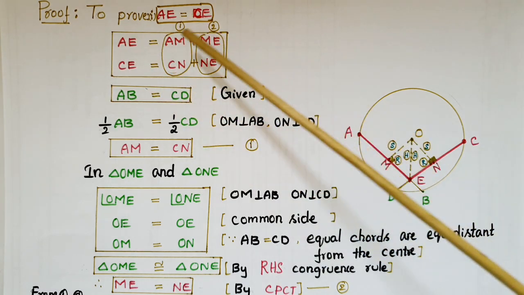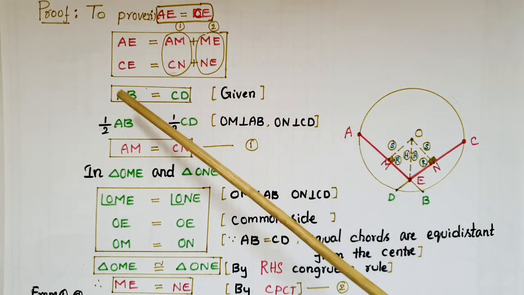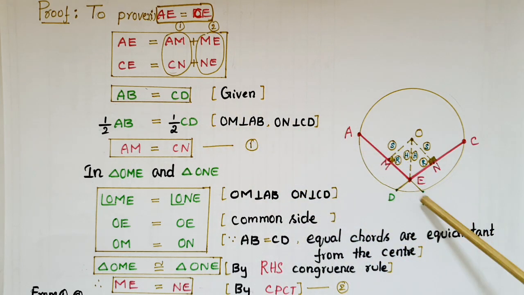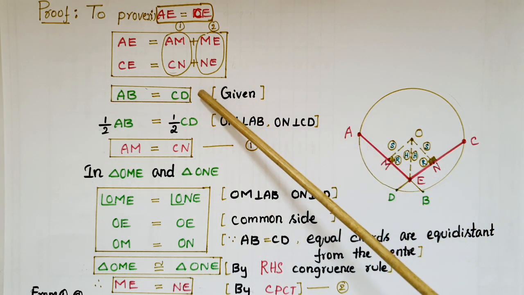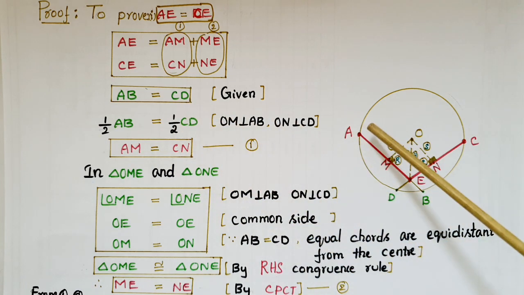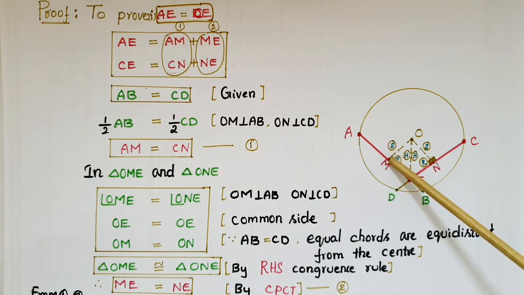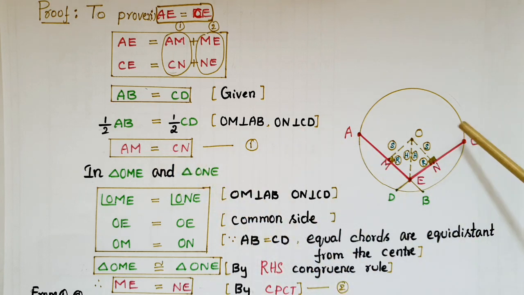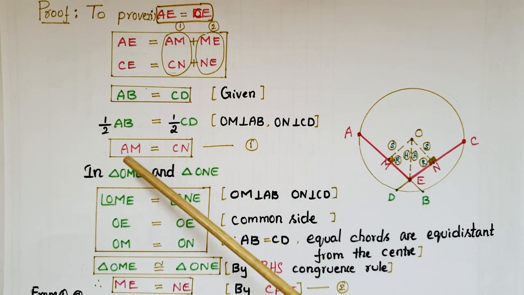So first take AM and CN. For that we know that AB is equal to CD. These two chords are equal, that is given in the problem. So half of AB is equal to half of CD. Here half of AB is AM, and half of CD is CN. So AM is equal to CN.